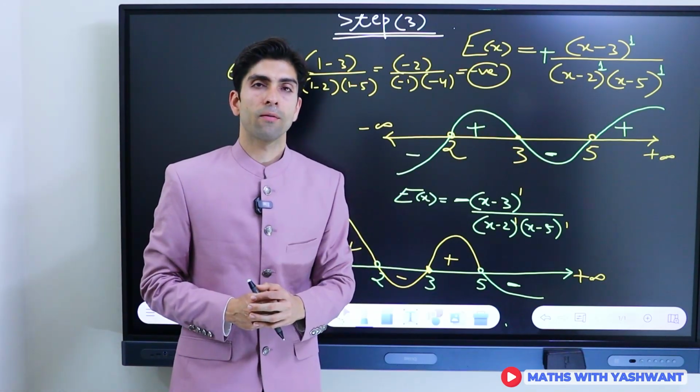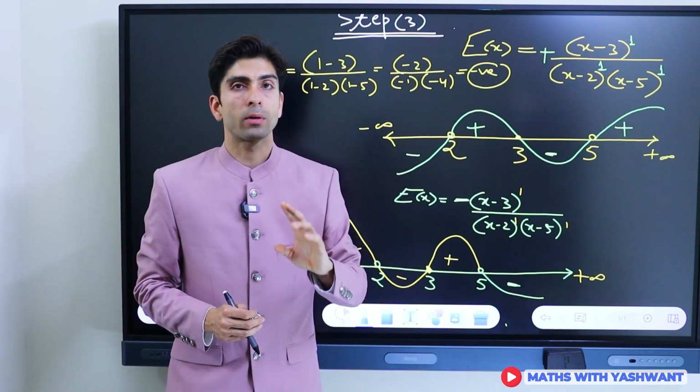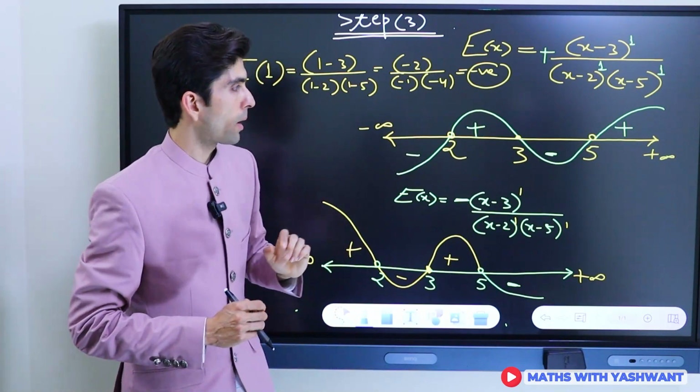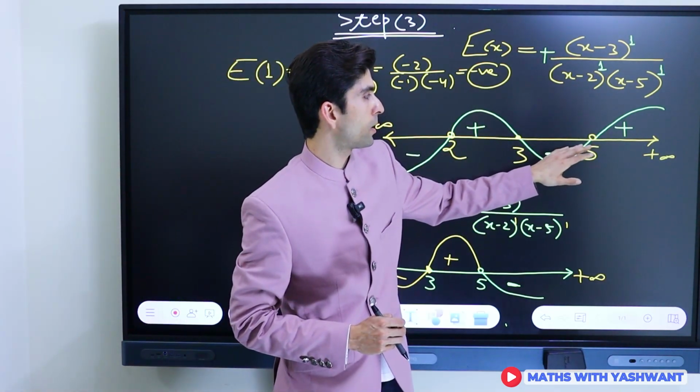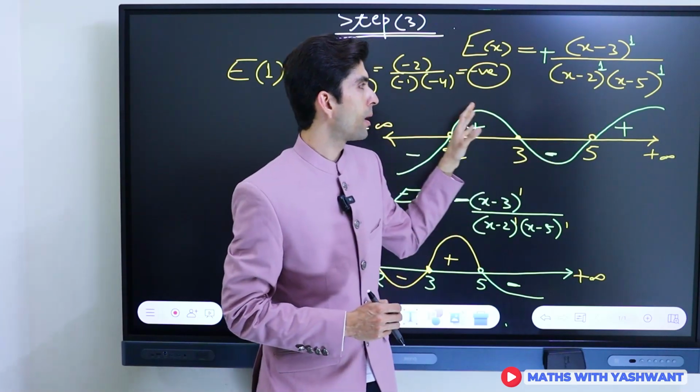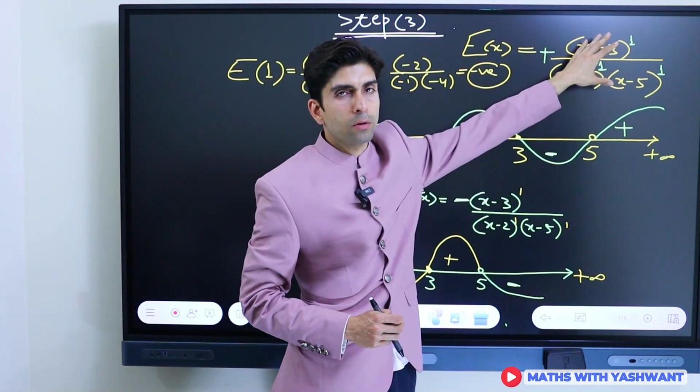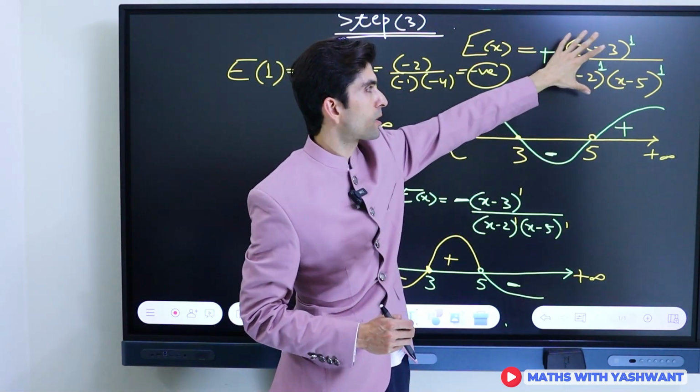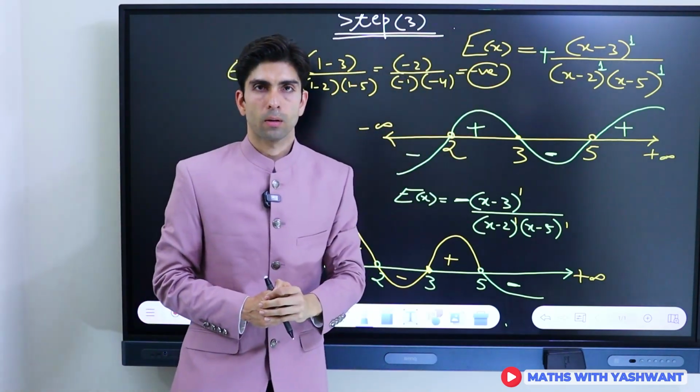Now that power, if it is odd, you will change the sign. If the power is even, you will not change the sign. Like in this case, you see here, we have changed the sign alternately because all the linear factors, they have odd power. The power is 1 for this expression as well as for this expression.